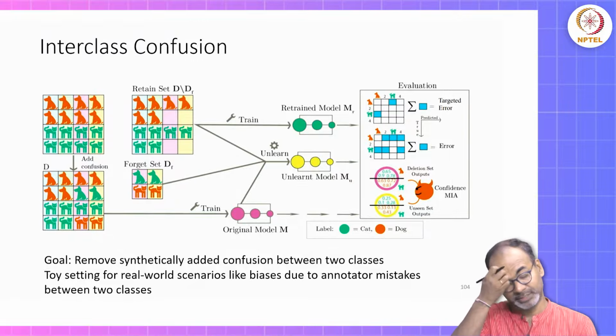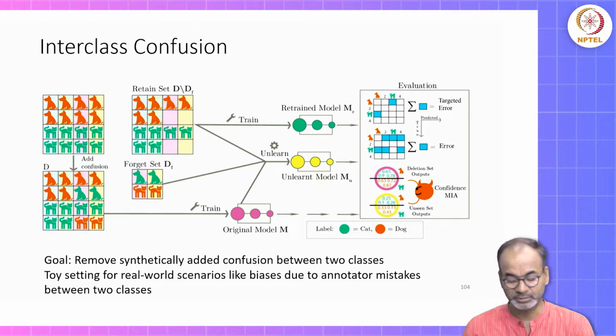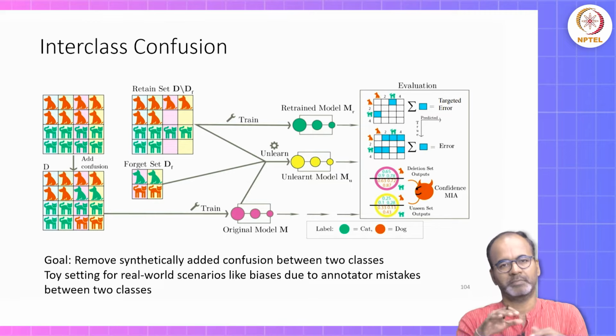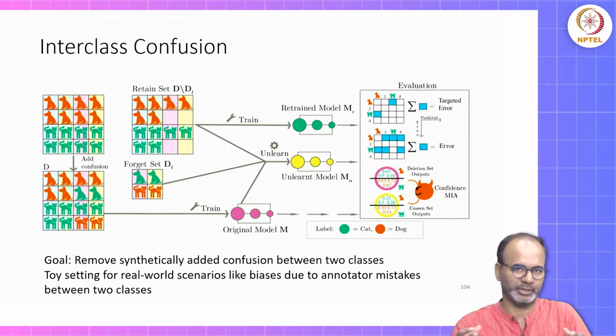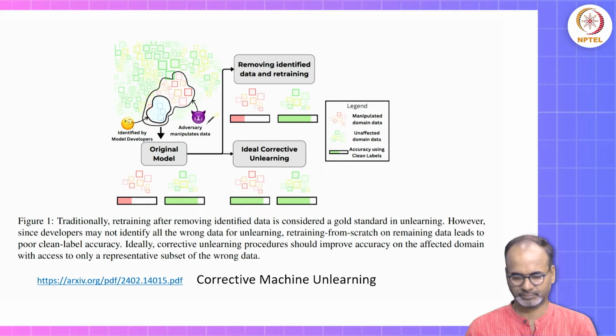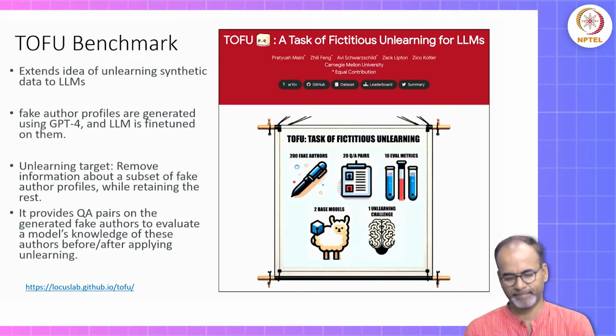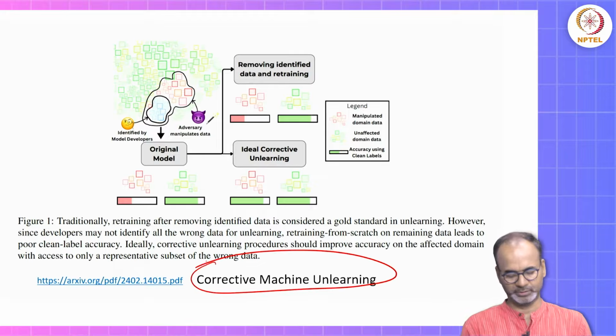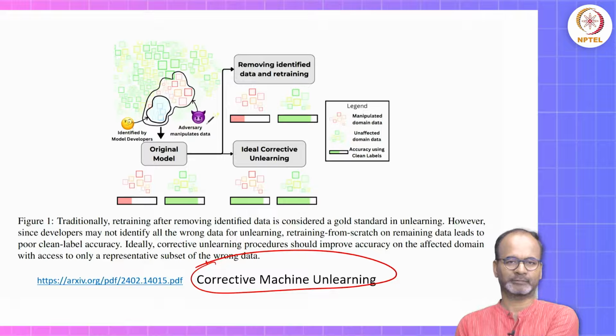One of the metrics that was generated is called interclass confusion. Again, this idea of interclass confusion is catching on, which is a metric to measure how well a model is doing unlearning. Yeah, and another idea, corrective machine learning, is also building on. There is some more work from the time we saw this content until now.